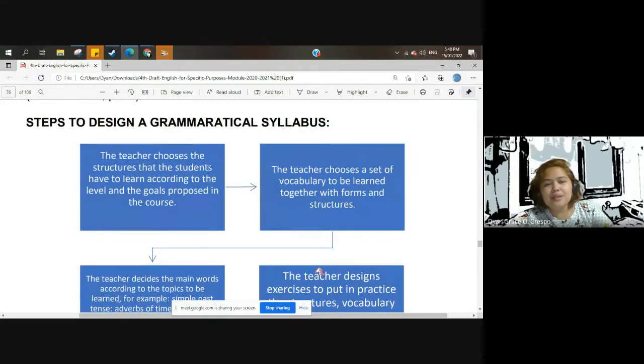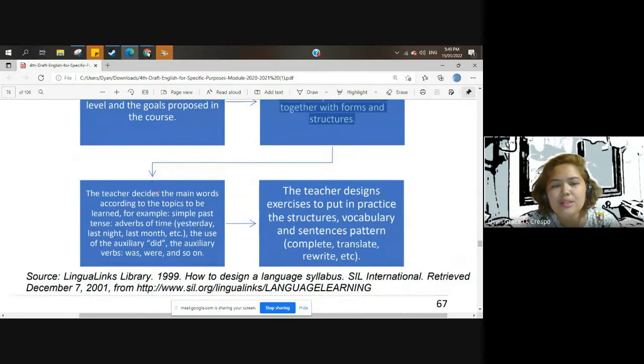Now, steps to design a grammatical syllabus. Teacher chooses the structure that the students have to learn according to the level and the goals proposed in this course. Then, the teacher chooses a set of vocabulary to be learned together with the form and structure. After that, the teacher decides the main words according to the topic to be learned. For example, simple past tense, adverbs of time, and the use of the auxiliary did. Then the teacher designs exercises to put into practice the structure's vocabulary and sentence pattern.